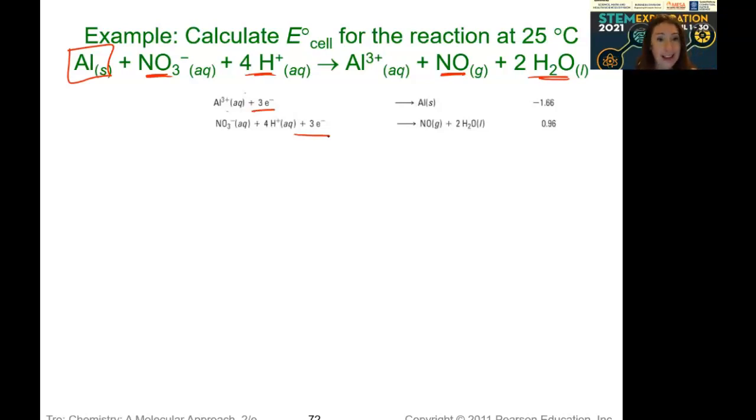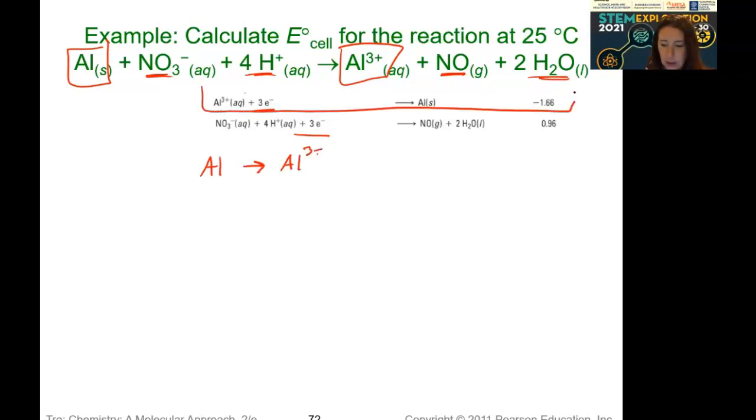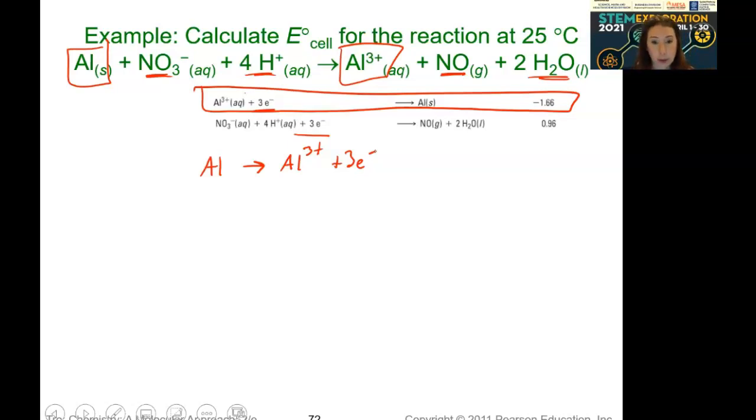When one is oxidized, the other one must be reduced. So if we look here, aluminum is going to aluminum 3+. This is going from aluminum to aluminum 3+. That's backwards, right? Plus 3 electrons. As a reduction, it's negative 1.66, but this was oxidized. So it's positive 1.66, because you see how it's the opposite. So we flipped.